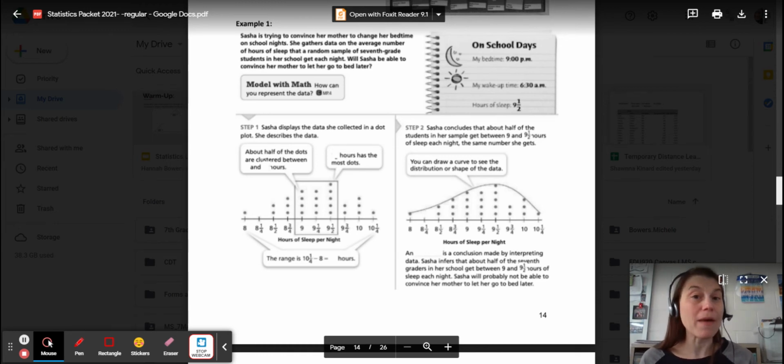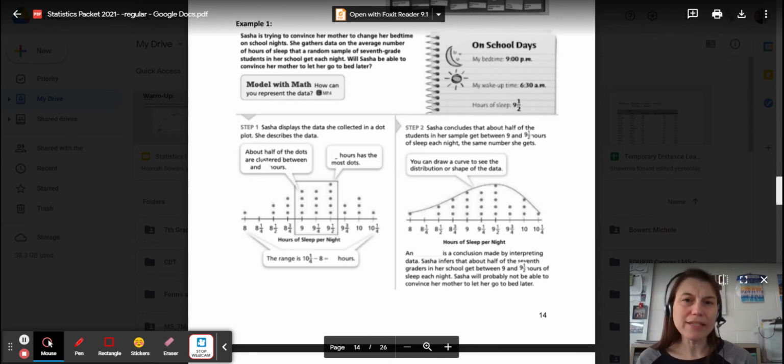We can tell how many it is based on the dot plot, because in a dot plot we actually see the individual data points. So we could actually count if we wanted to see the sample size, but we don't really know the population size at this point. We just know that we're talking about seventh graders in her school. So that's probably, who knows? It depends on the school, but at our school it's like 300 people.